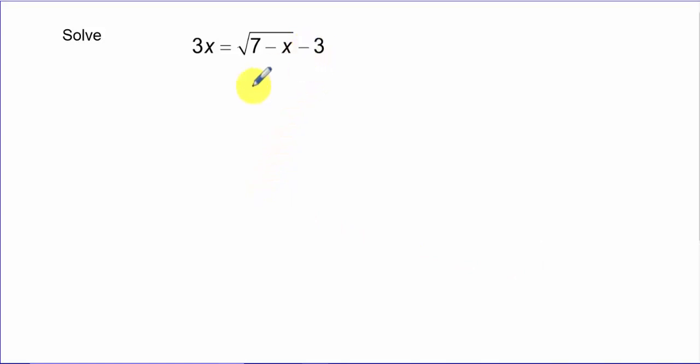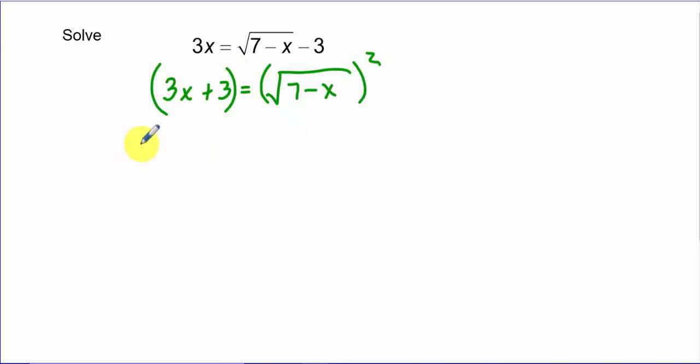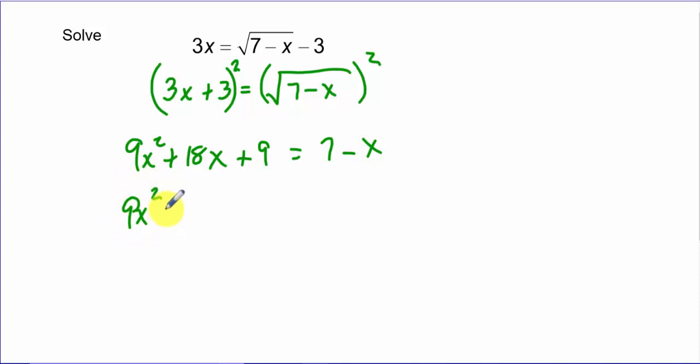Very similar problem as the last one, although our binomial is going to get a little bit larger in a sense. Add 3 to both sides. Square both sides. FOIL. Get 9x squared. 9 and 9 is 18. And add 9. That gives me 7 minus x. Again, we're going to have a quadratic. Bring the x over to the other side. So I have 9x squared plus 19x, and that's a plus 2 is equal to 0.